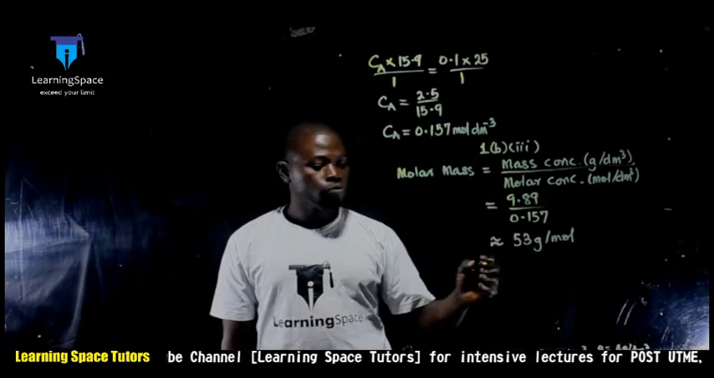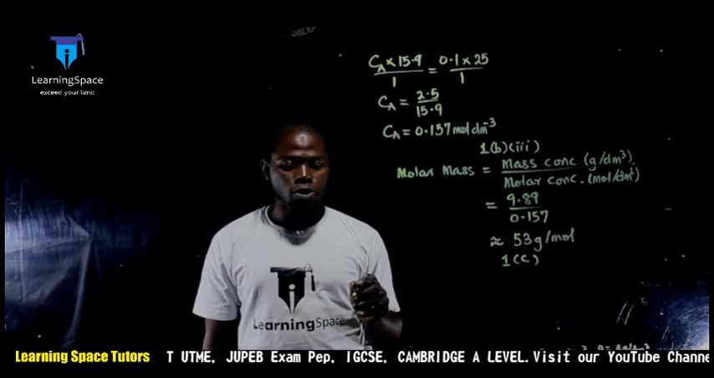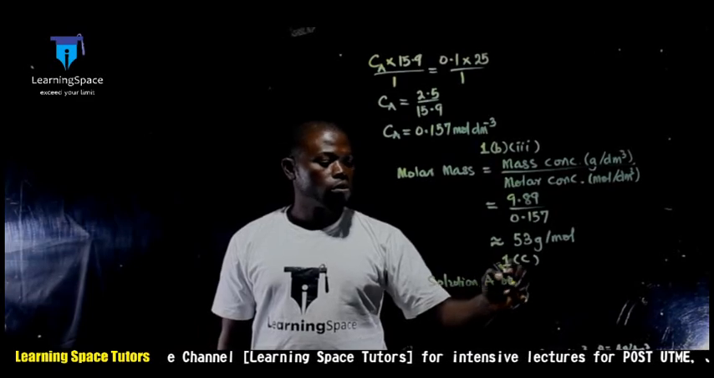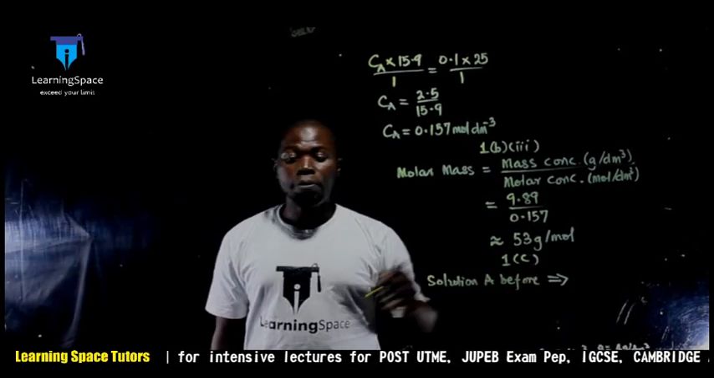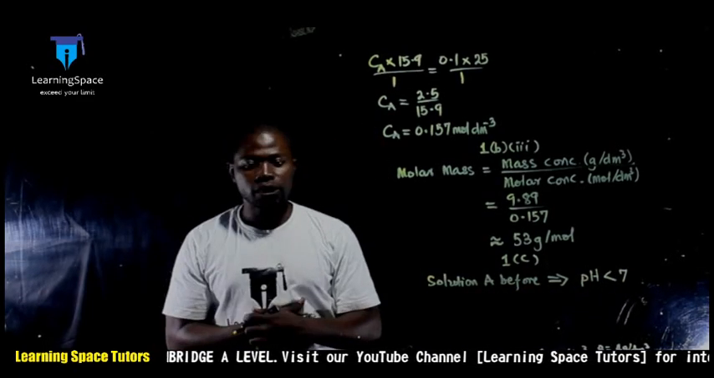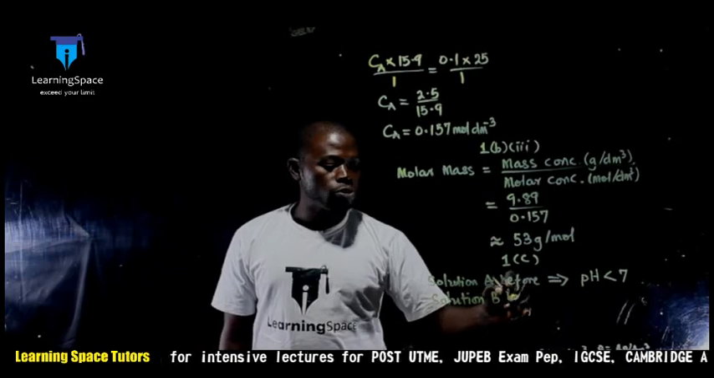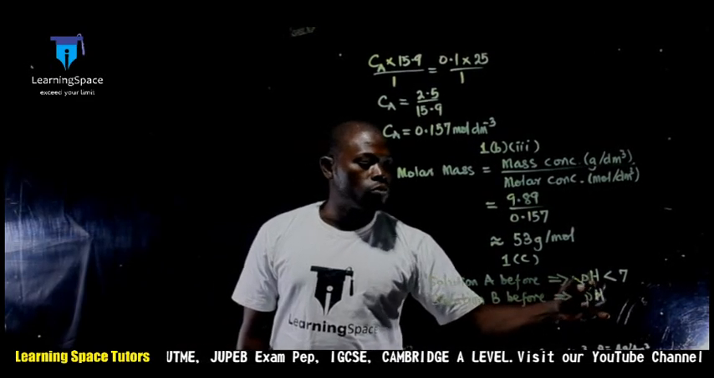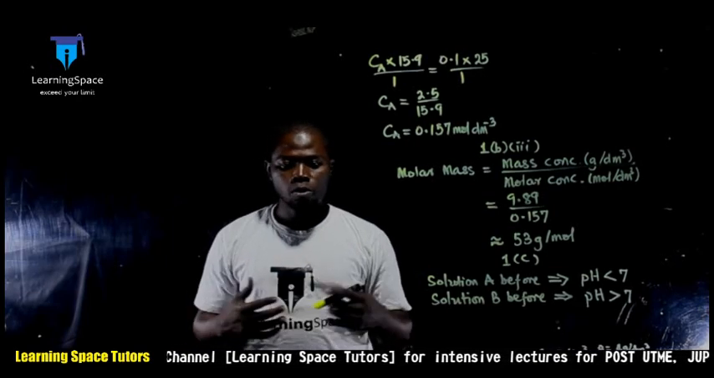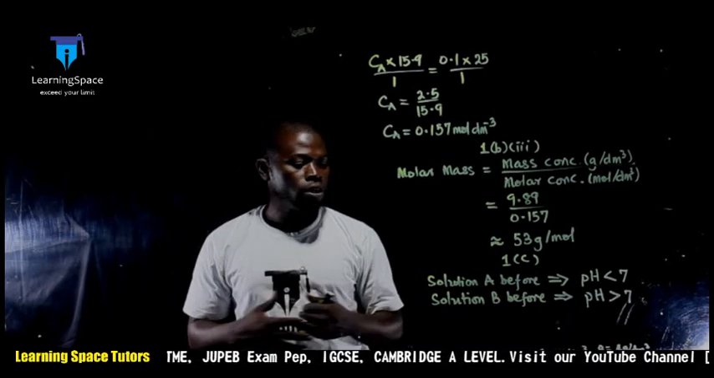Now, question 1C states that you should state the pH of solution A before titration. So solution A before titration, since it is an acid, has a pH that is less than 7. Are we there? That is anything below 7. And solution B, since it is a base, not a neutral solution, before titration will have a pH that is greater than 7. When the pH is equal to 7, it means it is a neutral solution. So in these two cases, we have a pH less than 7 for solution A before titration, and a pH greater than 7 for solution B before titration.